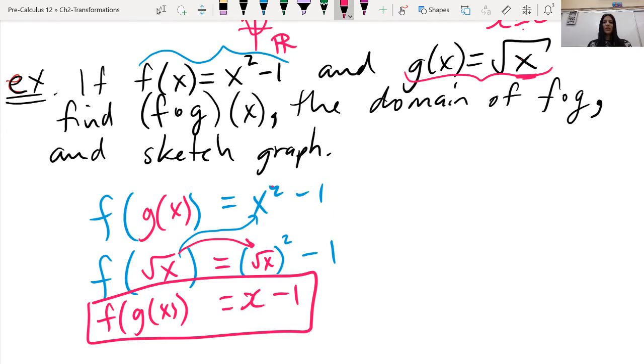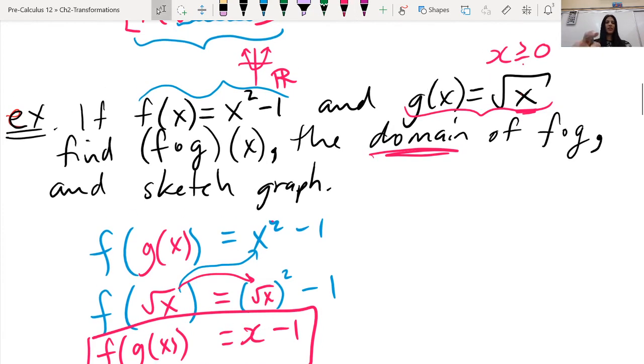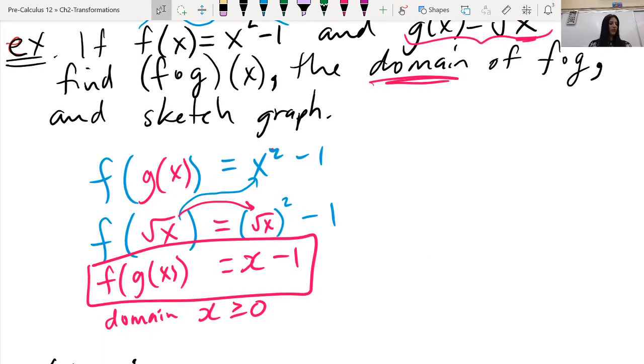But we also want to talk about the domain. So when we go to talk about the domain, we have to choose the most restrictive part of this. So I go back to my original functions. Although x squared minus 1 was all real numbers, my root x was actually x is greater than or equal to 0. So my domain for this is going to be x is greater than or equal to 0 when I go through this.